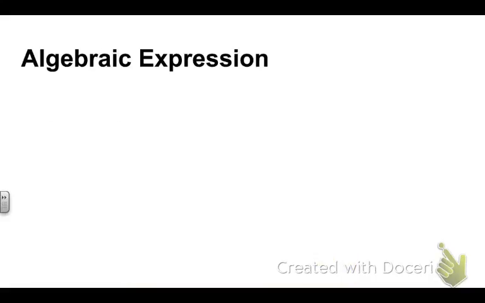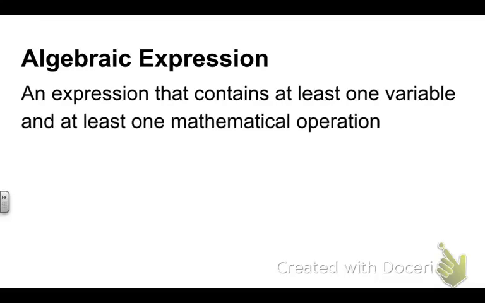So an algebraic expression is an expression, no equal sign, that contains at least one variable and at least one mathematical operation: adding, subtracting, multiplying, or dividing. So examples are 5m plus b, 4 minus x, a times b, or we would just say ab, or y divided by 3. Those are just some examples. They have at least one variable and at least one mathematical operation.